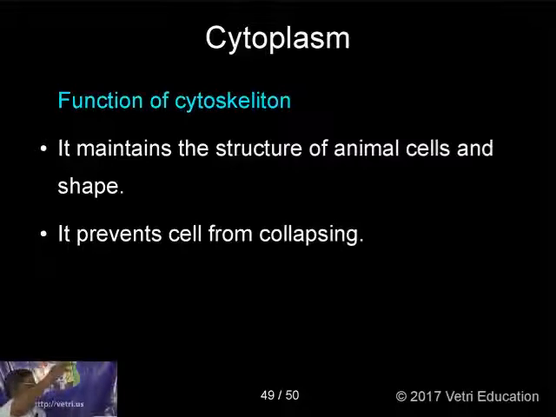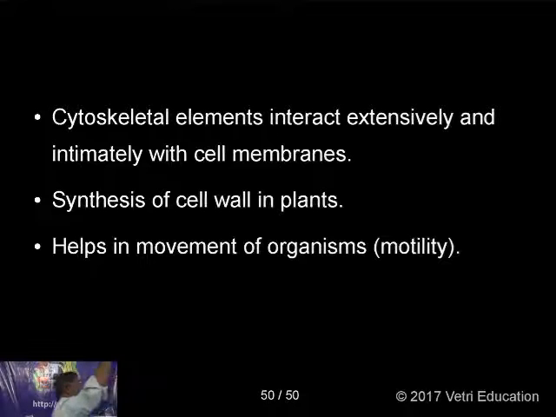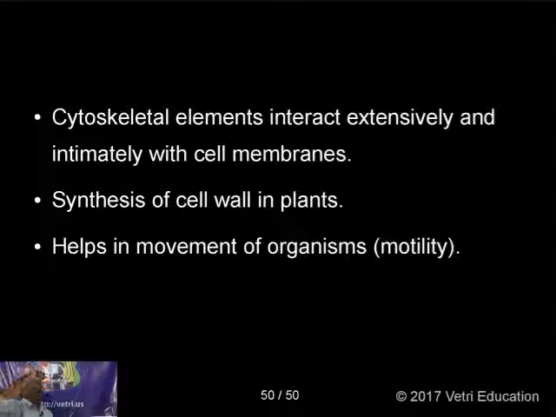Regarding the function of the cytoskeleton, it maintains the structure and shape of animal cells. It prevents the cell from collapsing. Cytoskeletal elements interact extensively and intimately with the cell membranes. They help in synthesis of the cell wall in plants and in the movement of organisms, motility in animals.